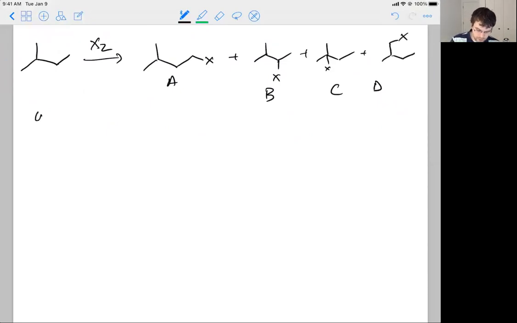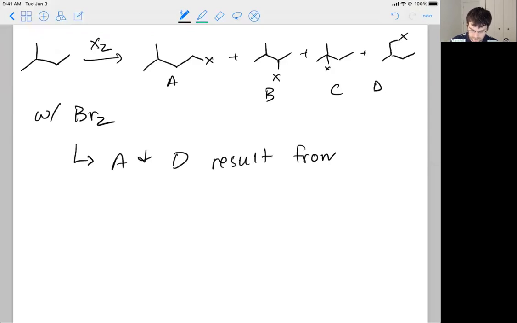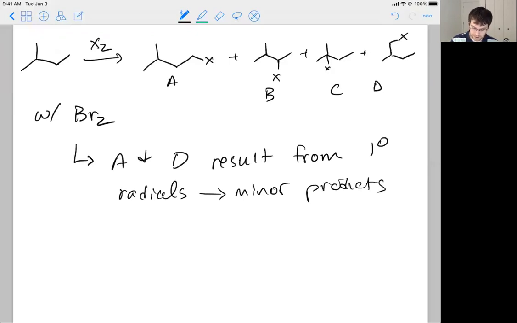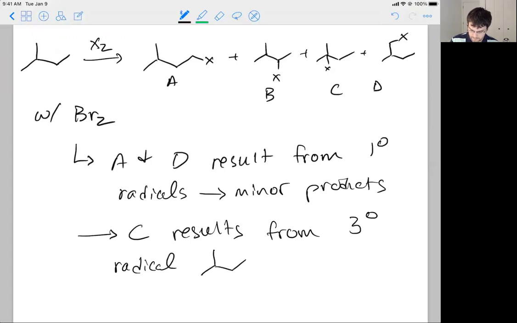Okay, now with Br2, what we have to recognize is that A, B, and D result from primary radicals. And so they will be the minor products. Whereas if you look, C results from a tertiary radical. And so this product will be major. Okay.